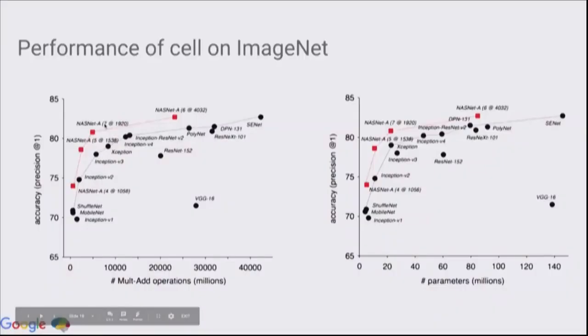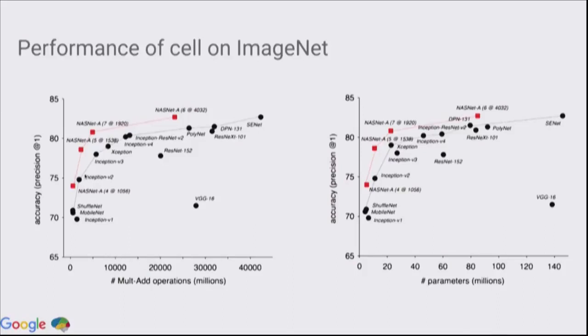Again, when we apply the cell on ImageNet, we can play around with how many times we stack up the neural network. For example, if we stack up n equals 4, you have a very small neural network. On the x-axis, I plot the size of the model in terms of number of operations, so smaller is better. And on the y-axis, I plot the top 1 accuracy, so higher is better. So the best is to go all the way to the top left corner of this figure.